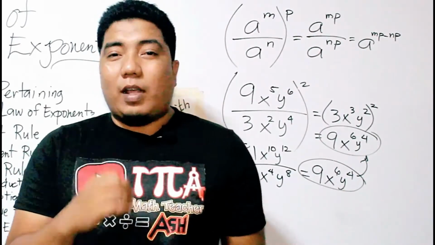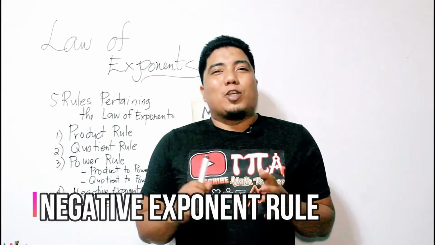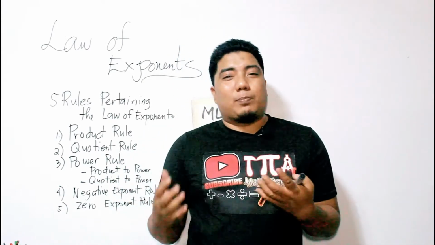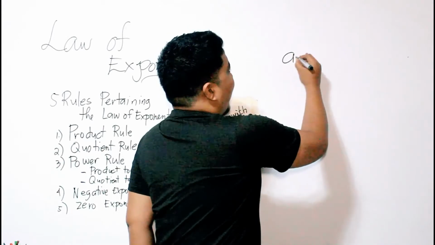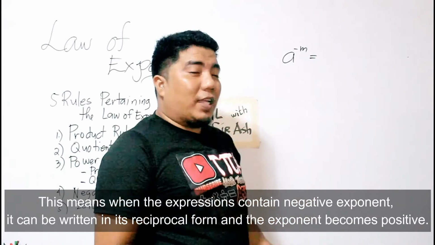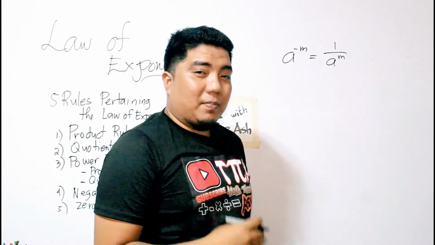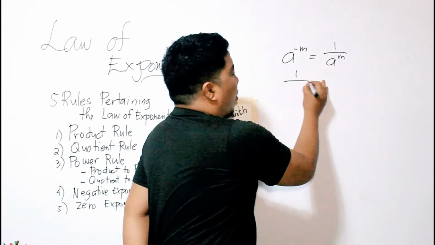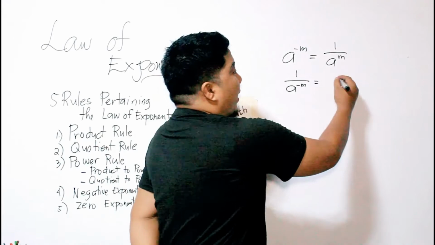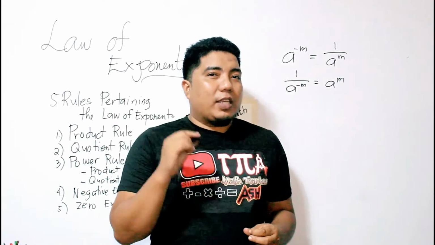Easy, right? So now let us go to our fourth rule. The fourth rule is the negative exponent rule. I have already given you some pointers on this part. So what does the negative exponent rule mean? Let's say you have a to the power of negative m. What you will do is get the reciprocal of that expression, and that will become 1 over a to the power of m. Easy, right? Now, what if you have 1 over a to the power of negative m? Then you get the reciprocal of that one, and that will become a to the power of m. Easy, right?